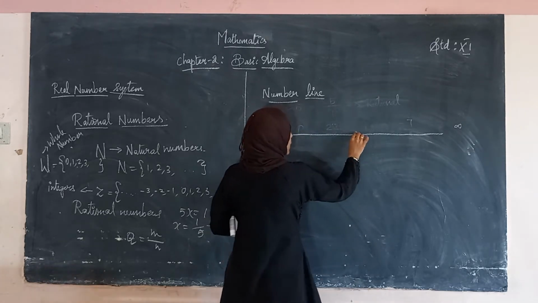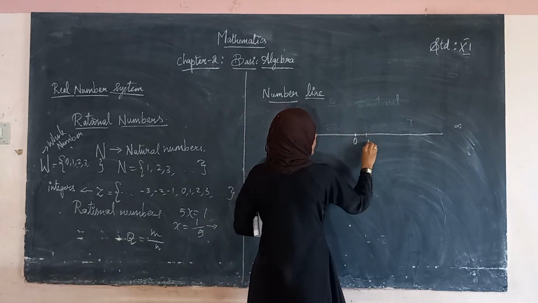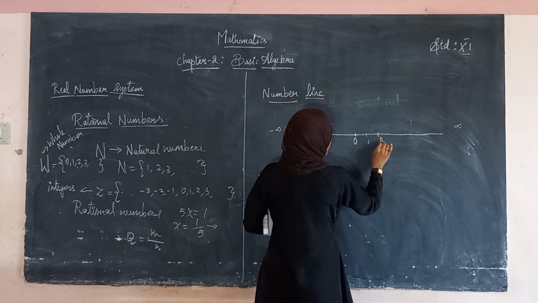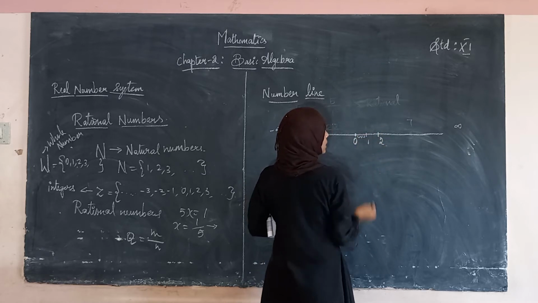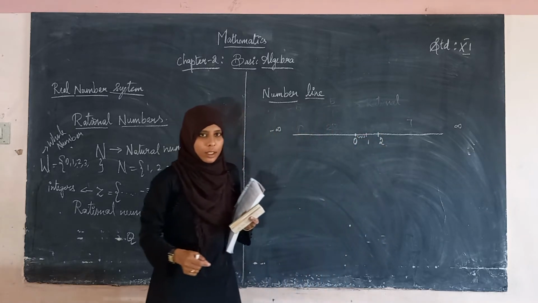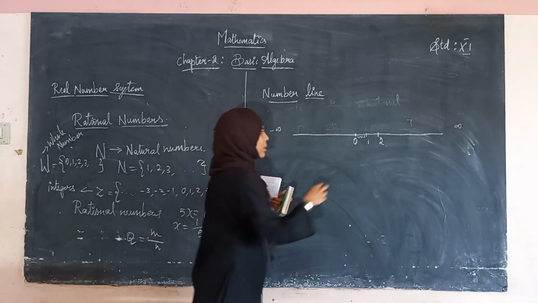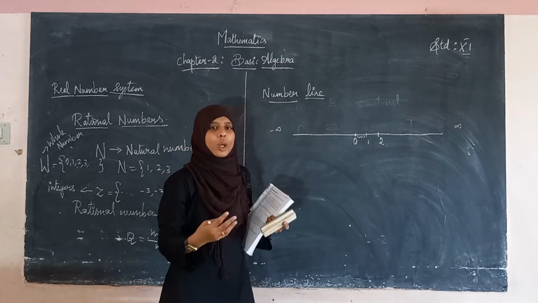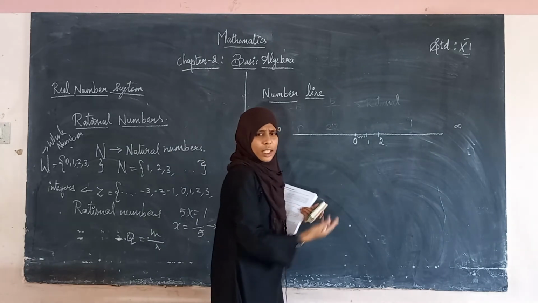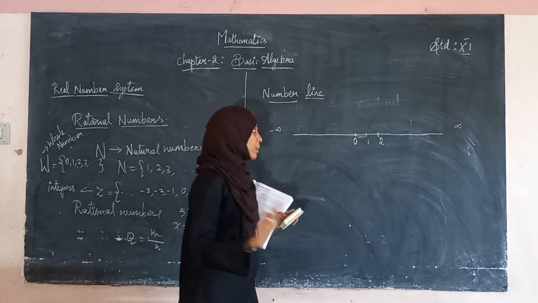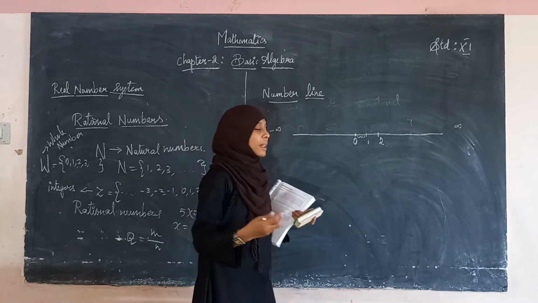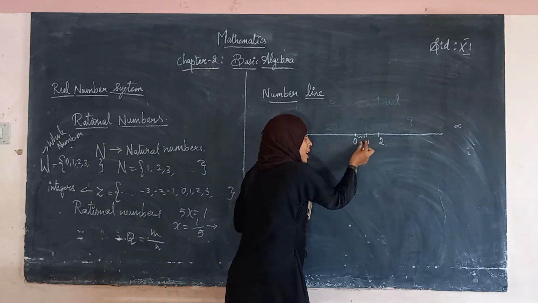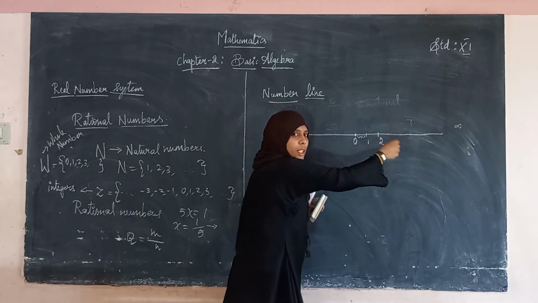Okay, so this is 0, and the next one is 1, and the next one is 2. See, this distance is said to be 1 unit. It may be 1 centimeter according to our problem, it may be 1 centimeter, 1 meter, 1 millimeter. The unit may differ, but it is said to be 1 unit. 1 unit means the same distance will be used between all the elements.